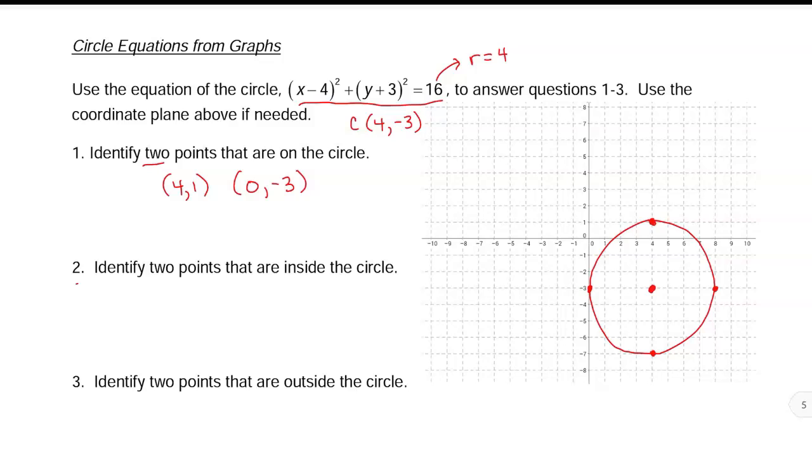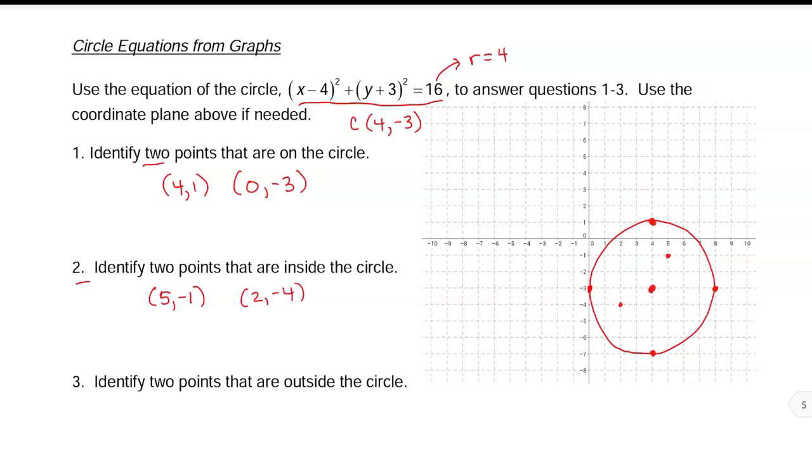Now in number 2, we want to look at 2 points that are inside the circle. And there are several to choose from. If I decide to pick this point at (5, -1), that is inside the circle. And then if I choose (2, -4), that is inside the circle. So that answers the question.